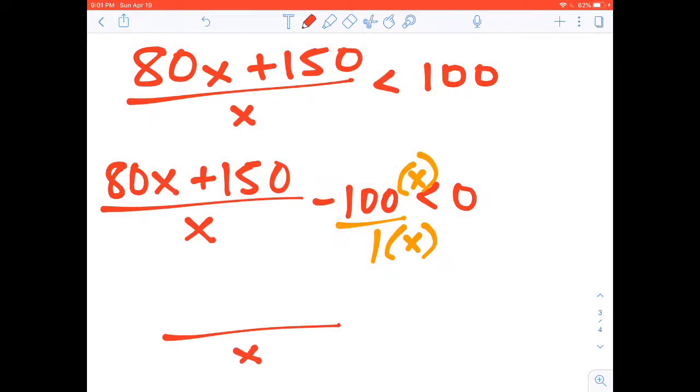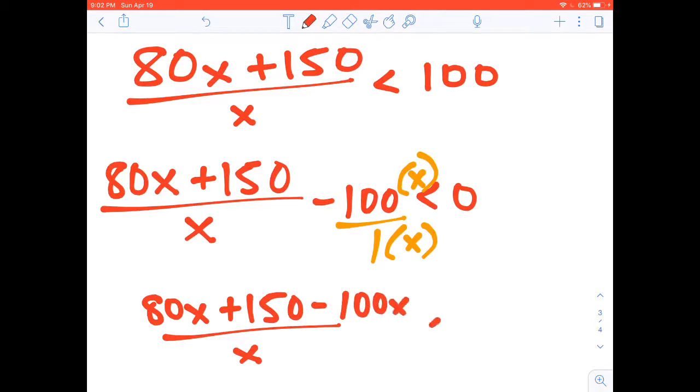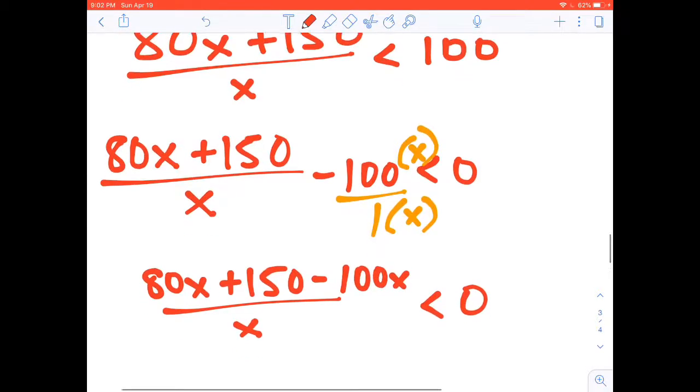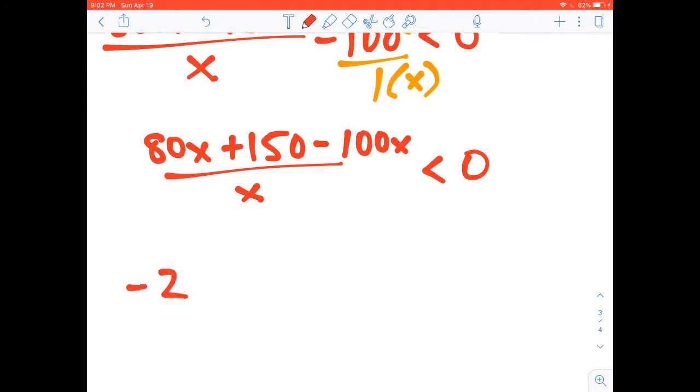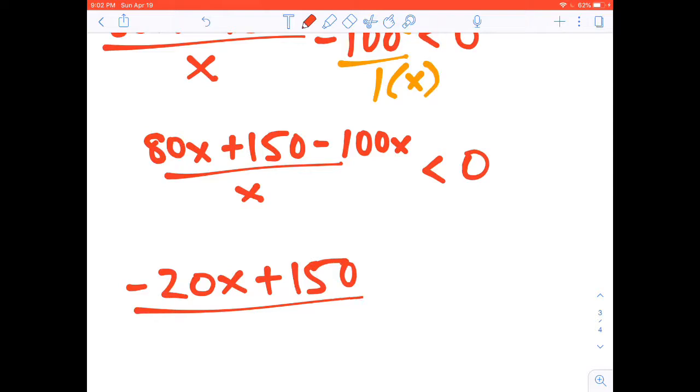So we'll have a common denominator of x. We're going to have 80x plus 150 minus 100x less than 0. Add my like terms together, we have negative 20x plus 150, because we have those two x's on top. We have x on the bottom, less than 0. So that's our equation that we're working with.